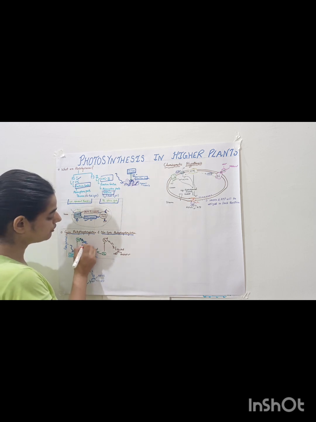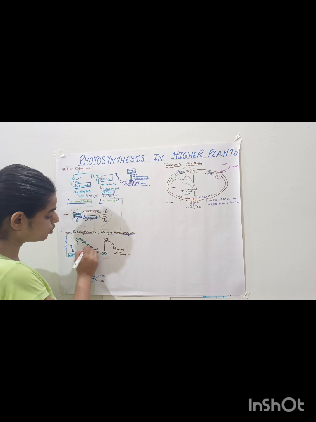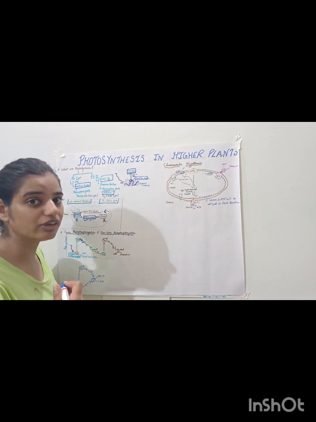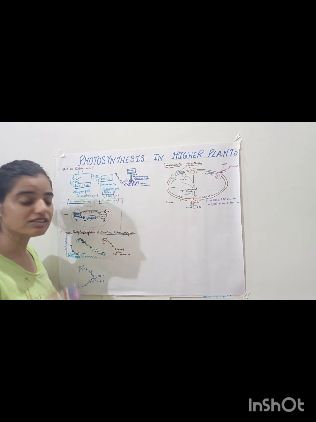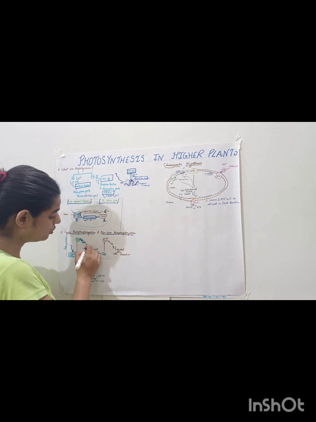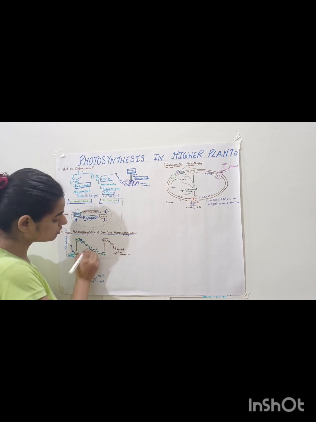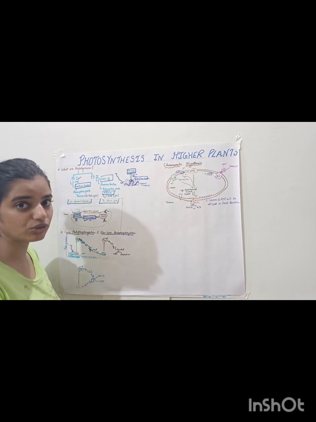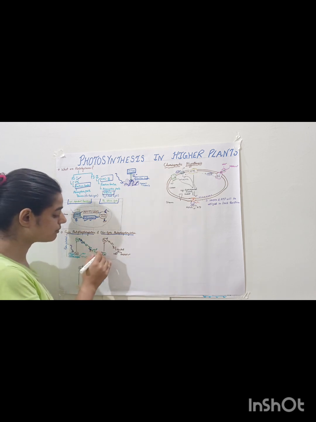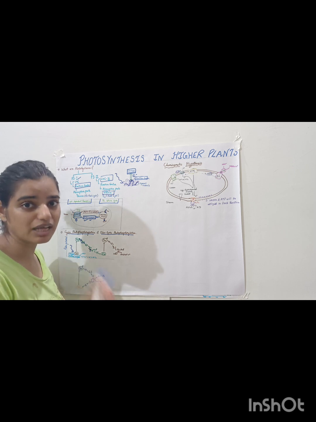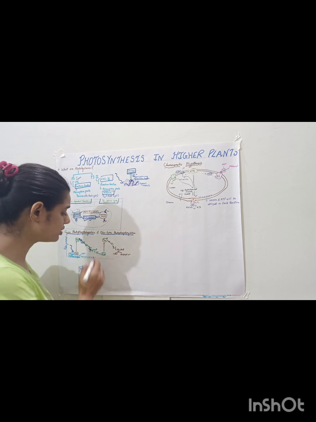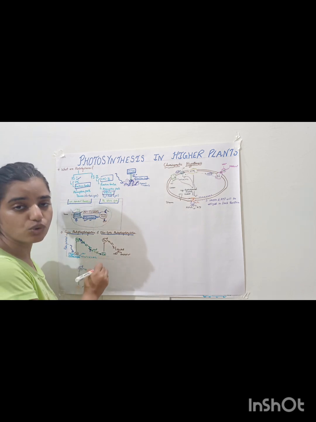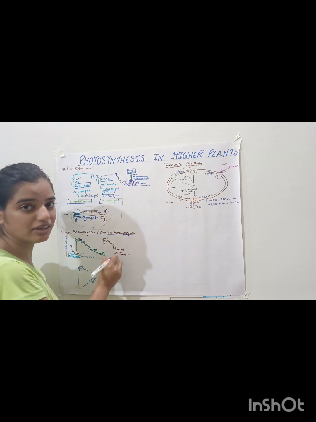Then the pheophytin transfers its electron to the plastoquinone. Pheophytin gets oxidized, plastoquinone gets reduced. Then the plastoquinone further transfers the electron to the cytochrome b6f complex, and the cytochrome b6f complex transfers the electron to the plastocyanin. In the same way, cytochrome b6f gets oxidized, plastocyanin gets reduced, and the plastocyanin finally transfers its electron to photosystem I, that is P700.